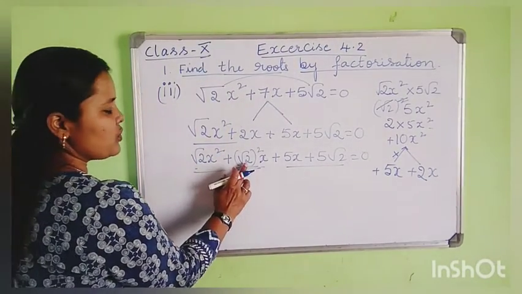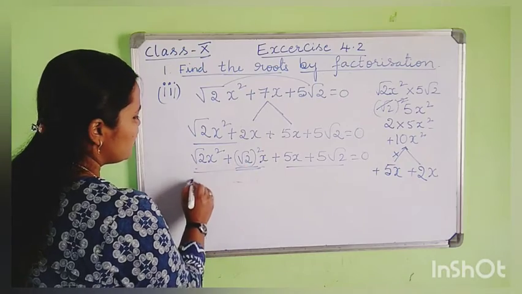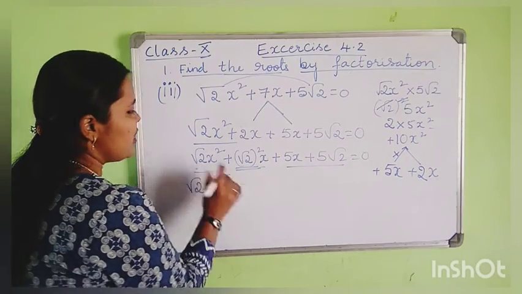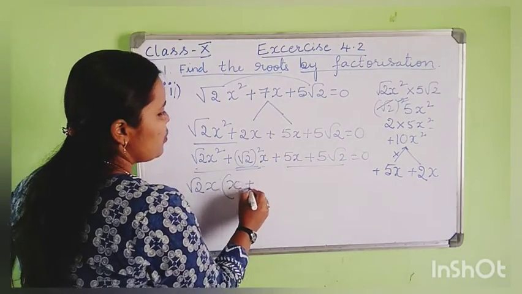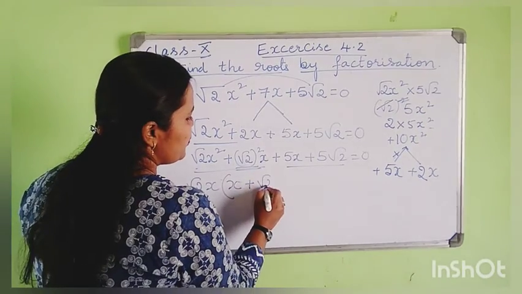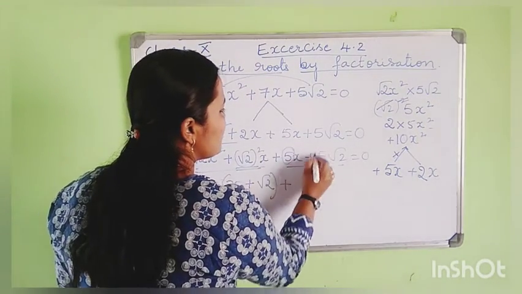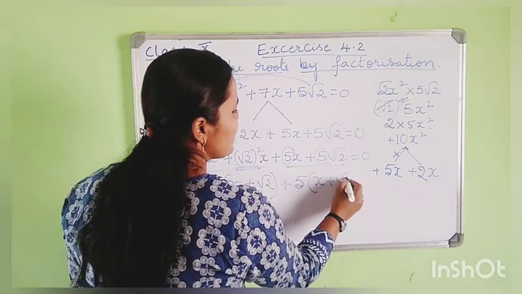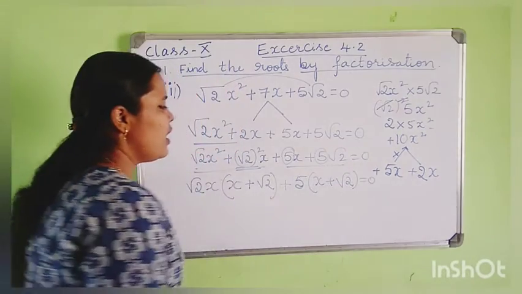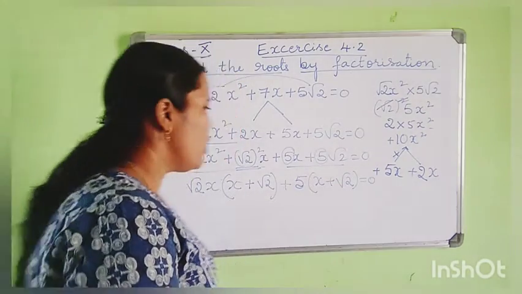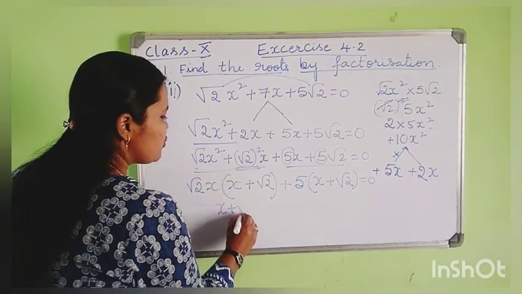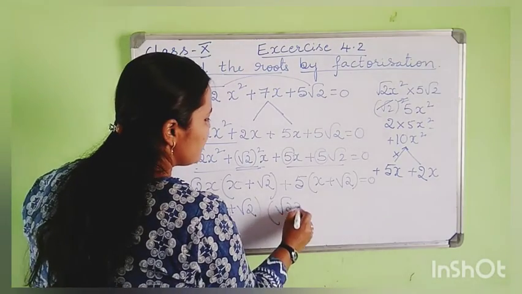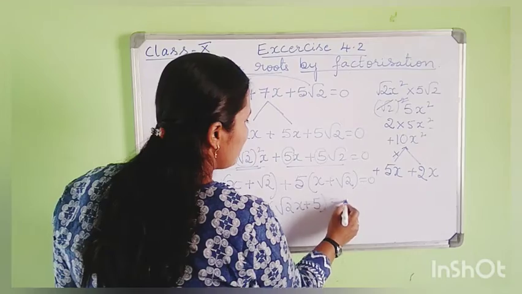I told you there are 2 roots now. You can take out one root 2 and one x from these. What are the remaining terms here? Only x. Next, what are the remaining terms here? Root 2. Now what is common among this? 5, right? When you take out 5, what are the remaining terms? x plus root 2 is equal to 0. See, we have x plus root 2 common from both. Take out x plus root 2 and write the remaining: root 2x plus 5 is equal to 0.